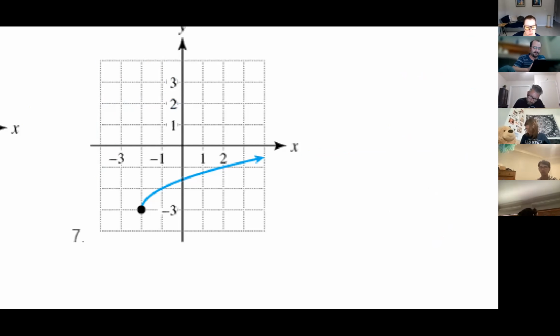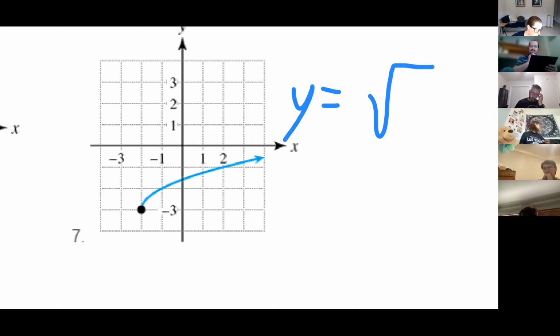All right, so the parent function of this is what? Number 7? I think it's the square root of x. Yeah, it should be square root of x, right? It looks like the parabola that fell on its side. So this is definitely a square root.